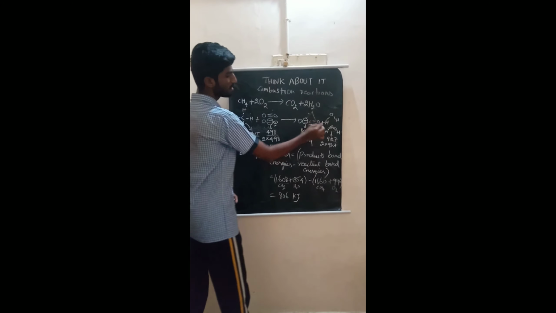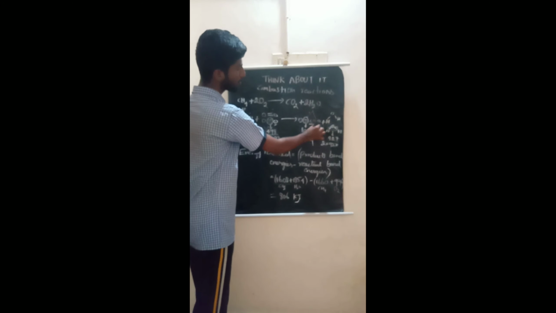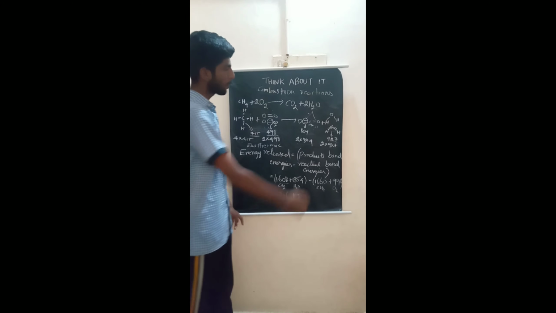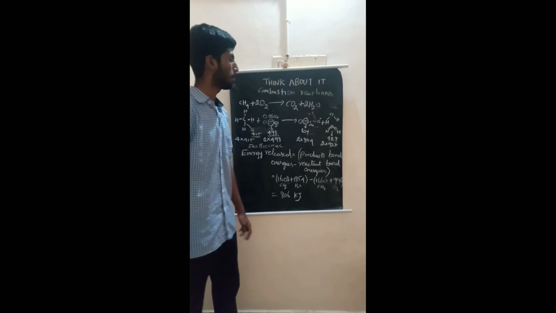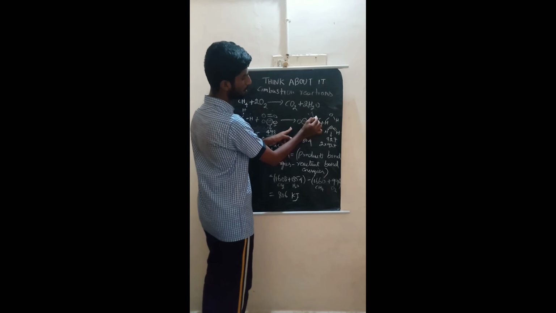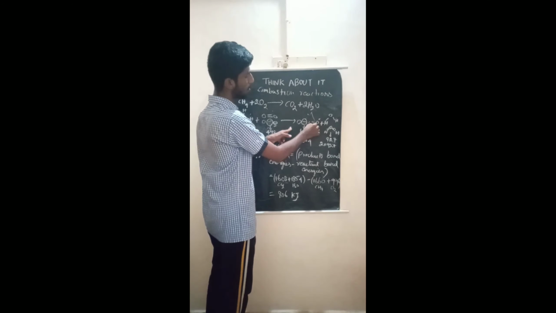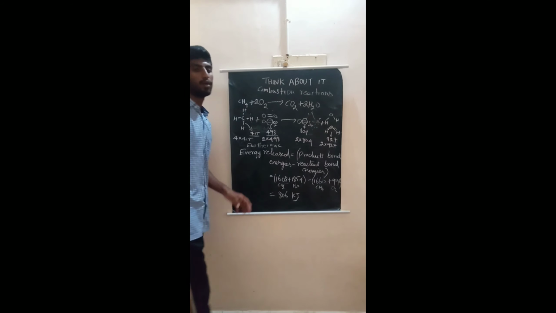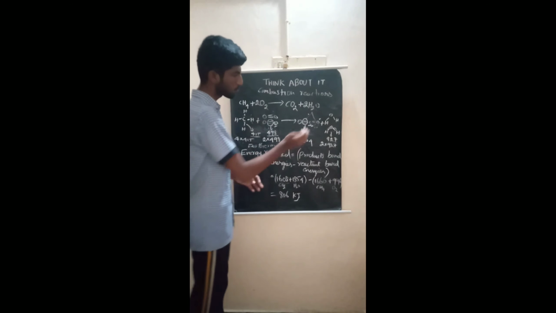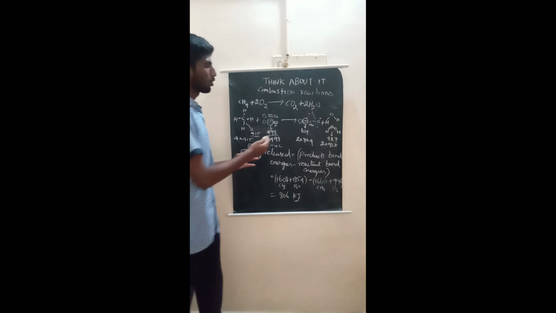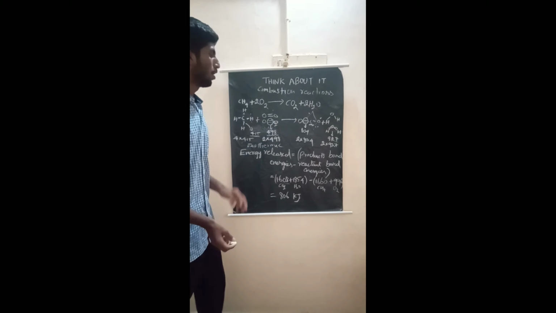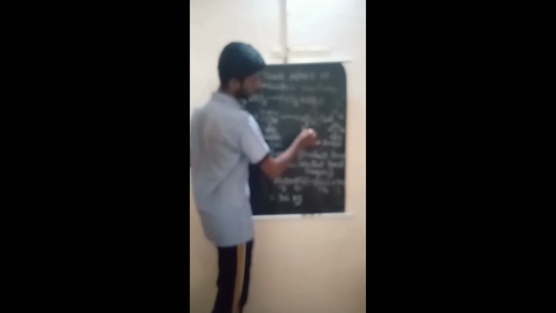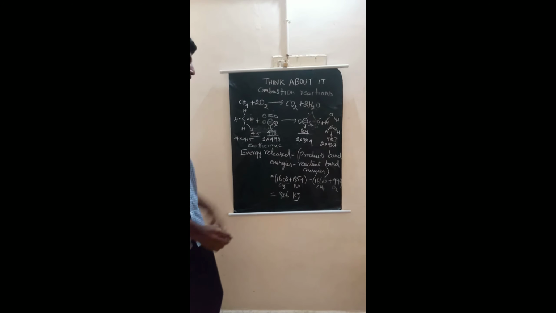Now let's see the product side. Here also, in the carbon dioxide molecule, we have to separate one oxygen atom. We have to break this carbon-oxygen double bond, either one of them. We separate one oxygen atom, so we break any one bond. For this we have to give 804 kilojoules of energy.